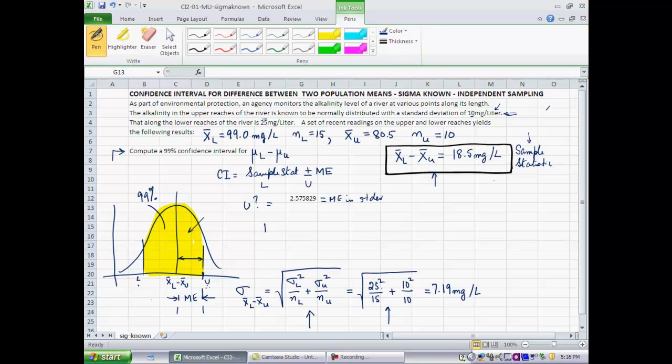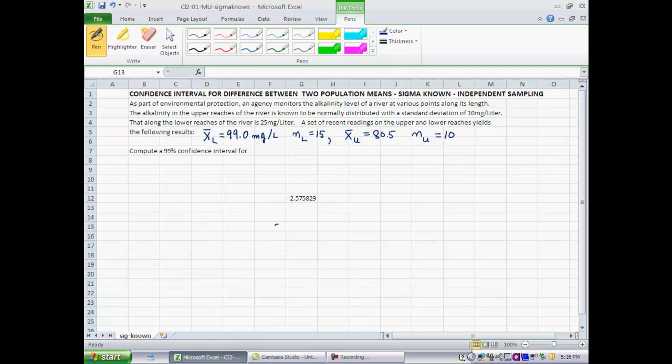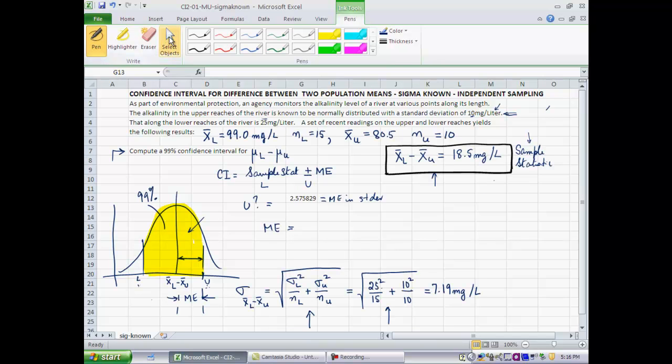So in milligrams per liter, how much should the margin of error be? I think you can guess where we are headed with this. So the margin of error in milligrams per liter is 2.575 standard deviations. That's how large it has to be in standard deviations. And how much is one standard deviation? It's simply 7.19 milligrams per liter. That is what we computed over here. So this is in milligrams per liter.